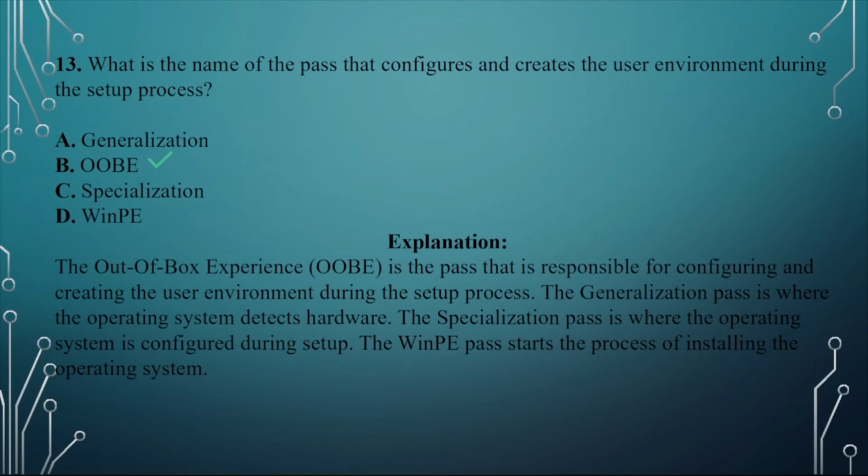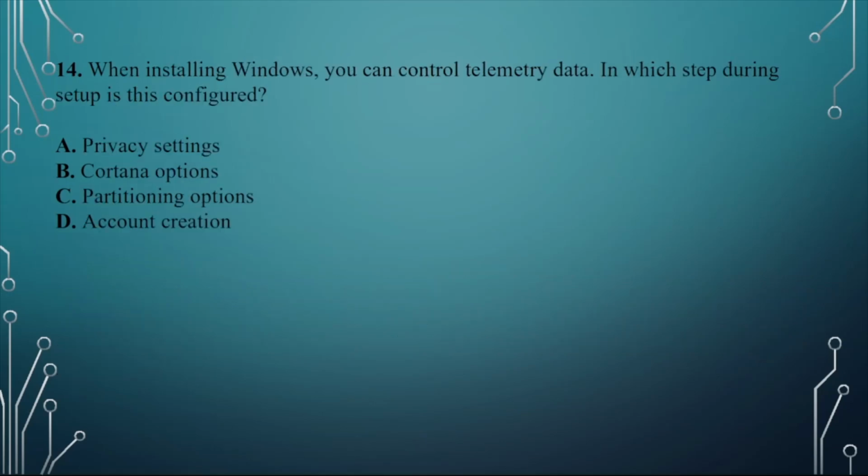Question number 14. When installing Windows, you can control telemetry data. In which step during setup is this configured? A. Privacy settings. B. Cortana options. C. Partitioning options. D. Account creation.